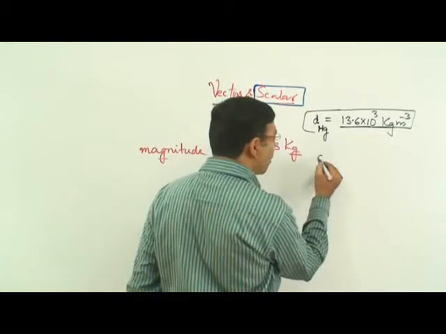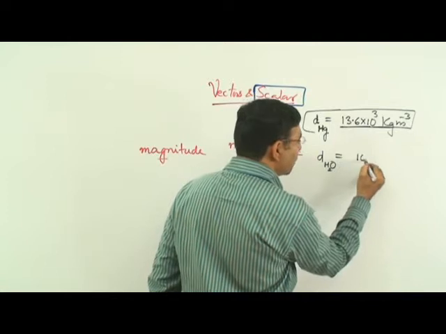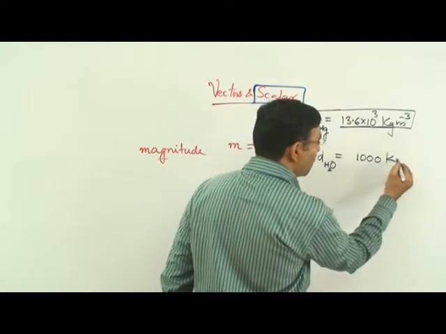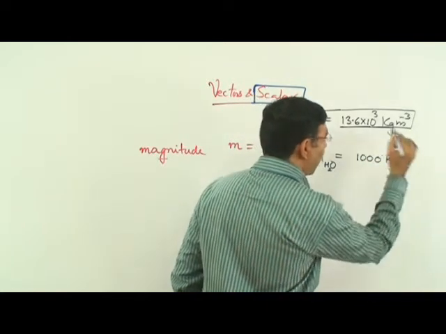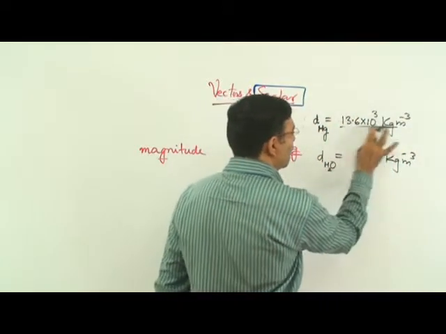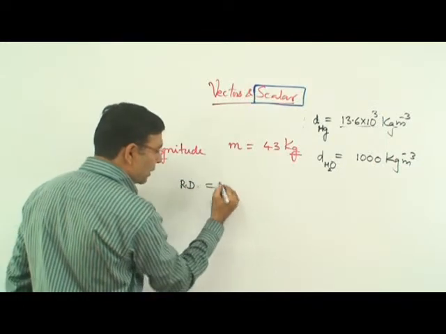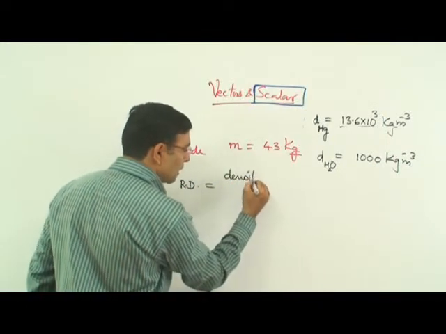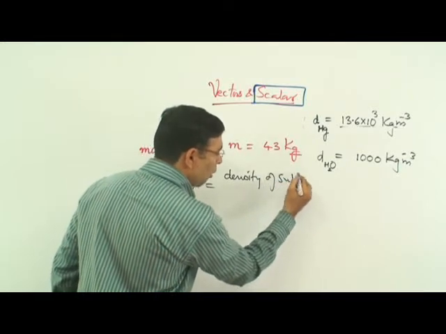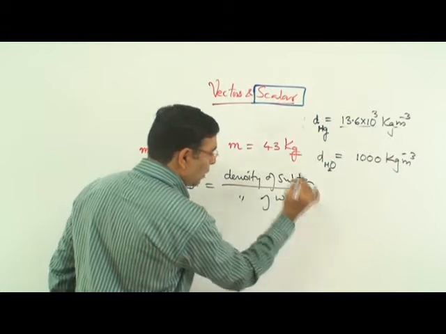What is the density of water? You all might be knowing density of water is 1000 kilogram per meter cube. And some physical quantities like relative density. What is relative density of a substance? You all might be knowing. Relative density is density of substance by density of water. So this is what you call relative density.